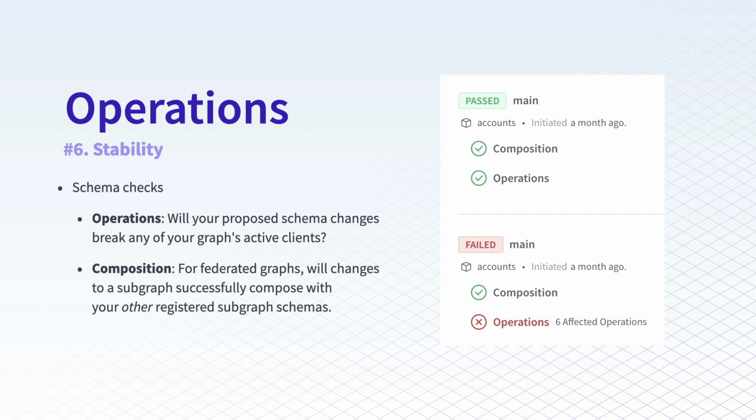Schema checks help you identify breaking changes before you make them, and they help you identify when a potentially dangerous change won't break anything. There are 2 types of checks you can perform. The first is checking operations, which verifies if your proposed schema changes will break any of your graph's active clients. And the second is for composition checking. This verifies that for a change to a subgraph in a federated architecture, your graph will successfully build when composed with your other registered subgraph schemas.